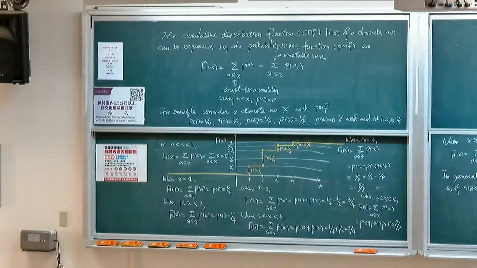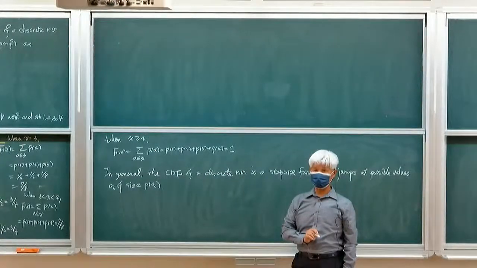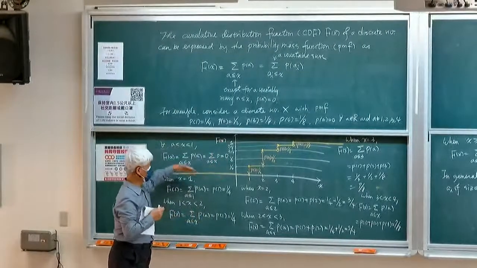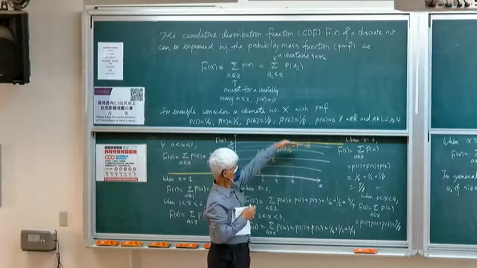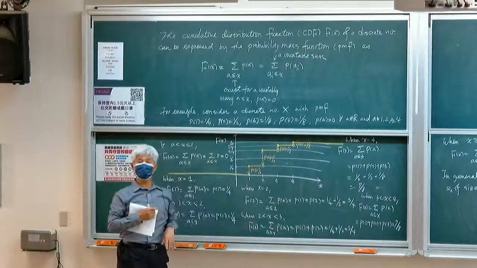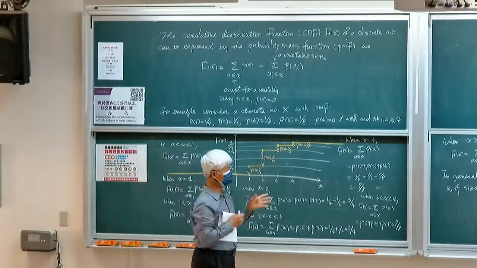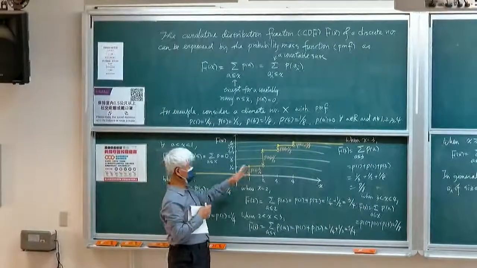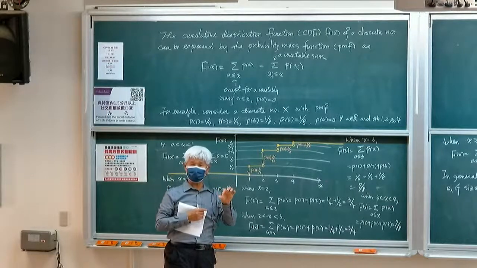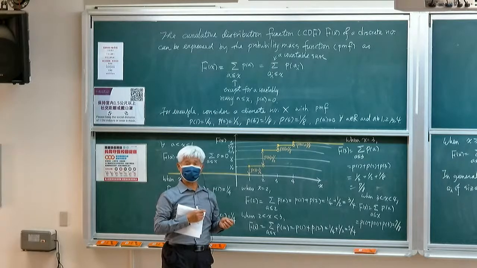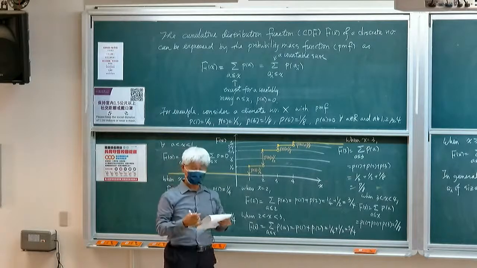Okay, so that is the general feature of the CDF of a discrete random variable. This is typical: the CDF should be stepwise, and the jumps occur at possible values of the discrete random variable, and the size of the jump at the possible value a_i is P(a_i), the probability mass function value. Okay. Any questions?